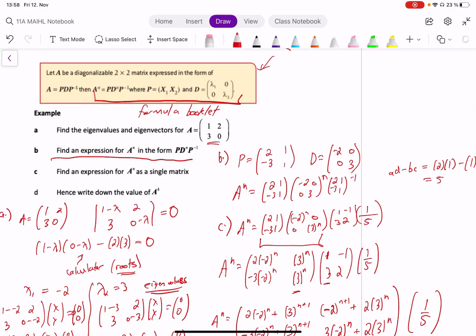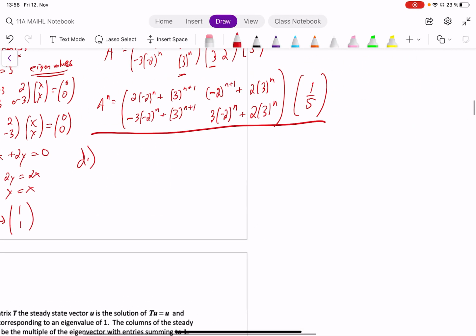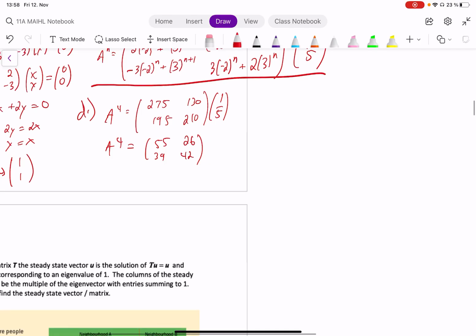So this last part's short. It says, hence write down the value of A to the 4th. Well, A to the 4th would be, let's replace all of those n's with a 4. And so if we do that, take a moment, pause it, put it in the calculator, see what you get. You get 275, 130, 195, and 210. And that's still times 1/5. And so then that means A to the fourth equals 55, because I'm just dividing each of those by 5, 26, 39, and 42.